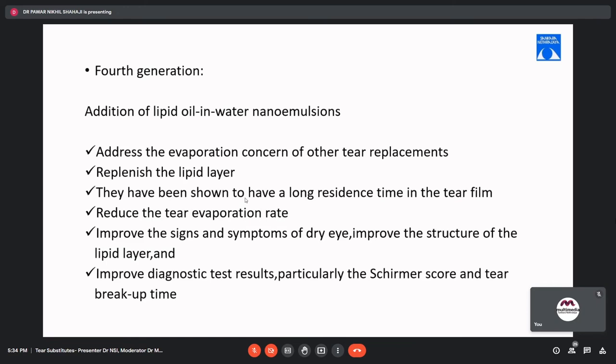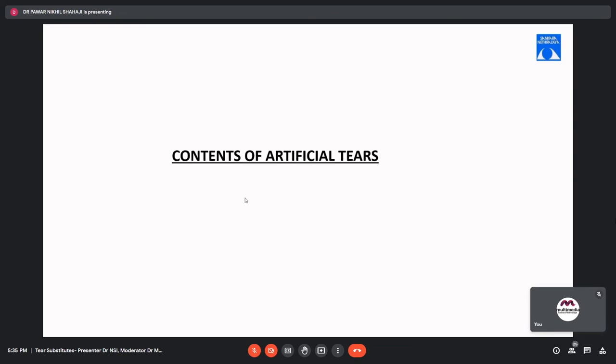So I will ask everybody to read a little more about this oil and water combination emulsions, which have more bioavailability, which can make the place more hydrophilic and have lesser toxicity. So these are the upcoming agents in tear lubricants. So what are the contents of artificial tears?